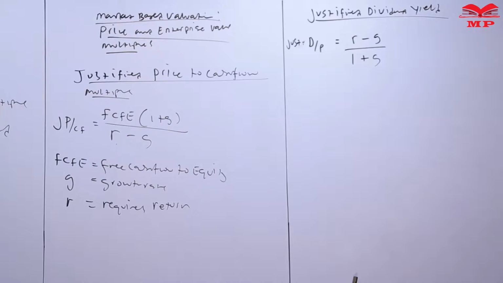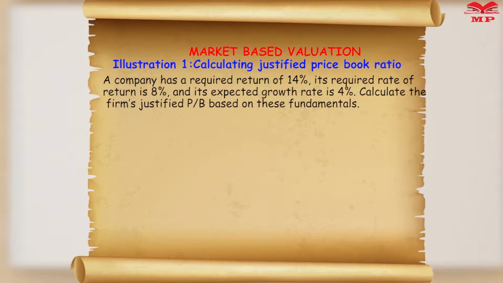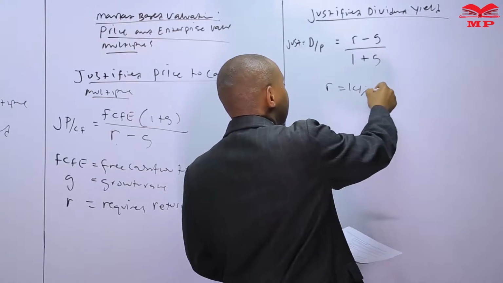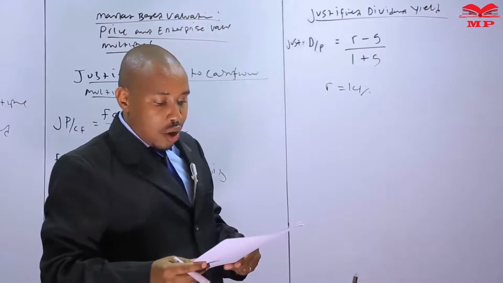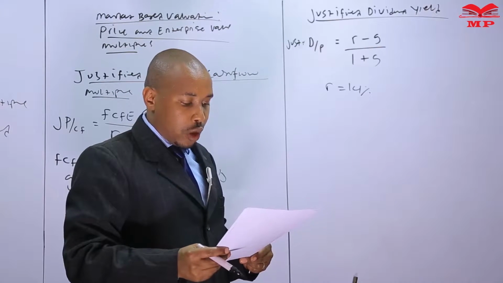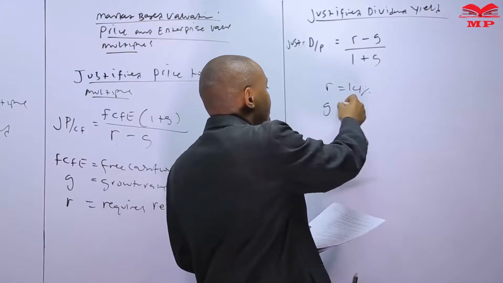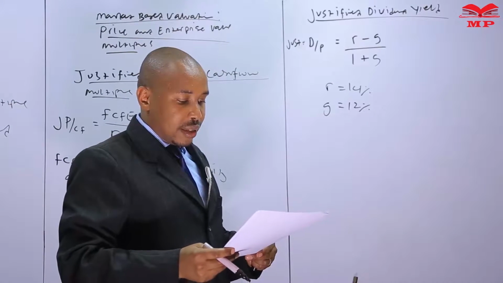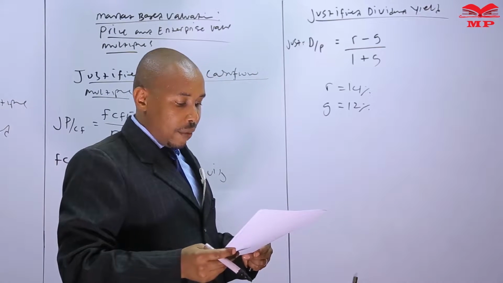Let's look at an example so that we can reinforce our understanding. A company has a required return of 14%, so R is 14%, with a long-term earnings growth rate G of 12%. That's pretty high. Calculate the justified dividend yield for the firm.